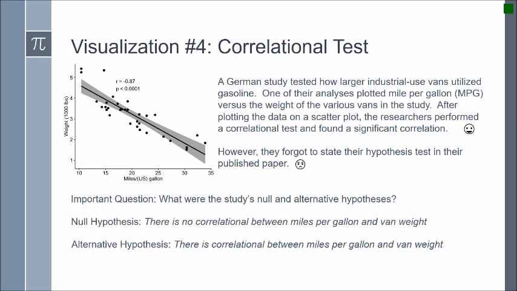As they have already told us that there is a significant correlation found in the data, the null hypothesis I have made here is, there is no correlation between miles per gallon and weight of van. And the alternative hypothesis will be, there is correlation between miles per gallon and van weight.